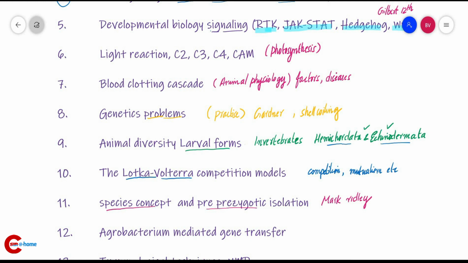Agrobacterium-mediated gene transfer is one of the most important topics for the CSIR examination. You have to study the basics of Agrobacterium-mediated gene transfer, then Ti plasmids, then T-DNA transfer, then Vir genes. That is very important. Then co-integrate vector, binary vector, for example pCAMBIA. Study all the things in Agrobacterium-mediated gene transfer. You can refer to Primrose and BDC.